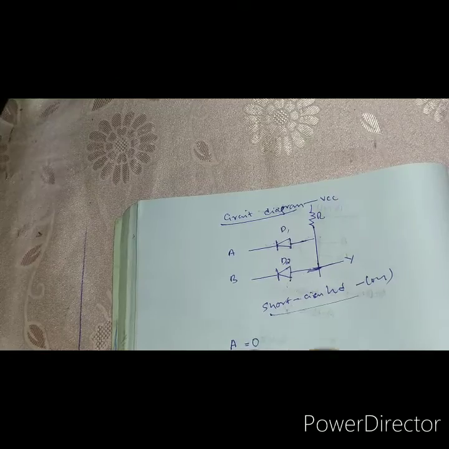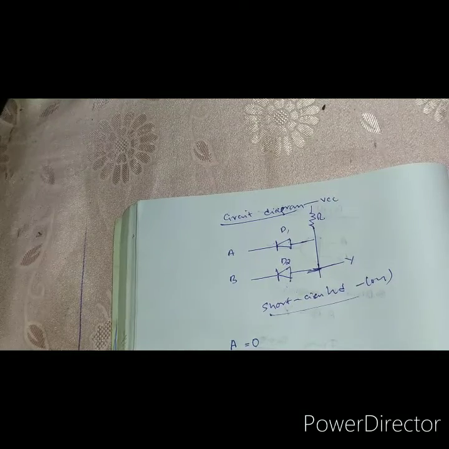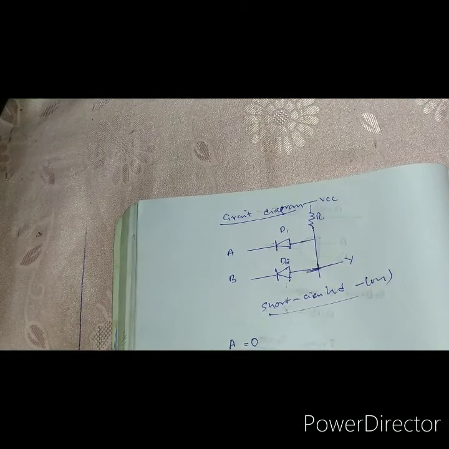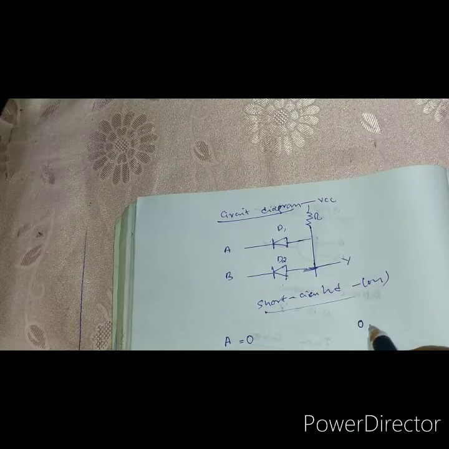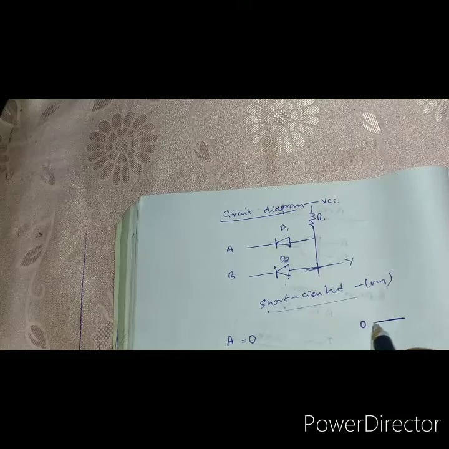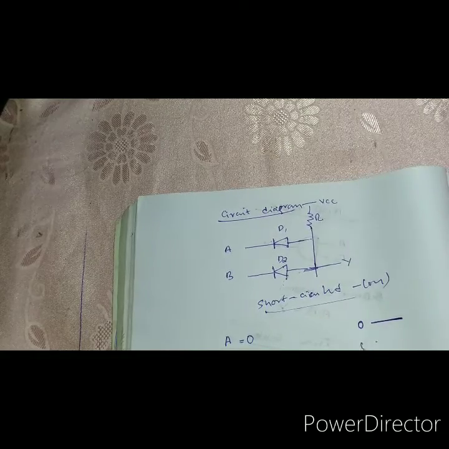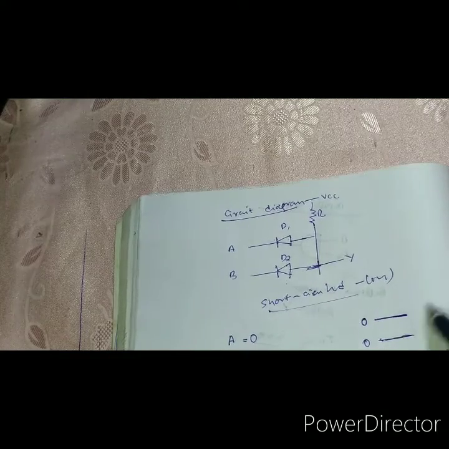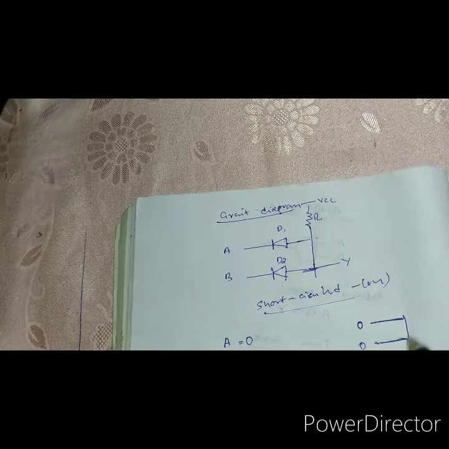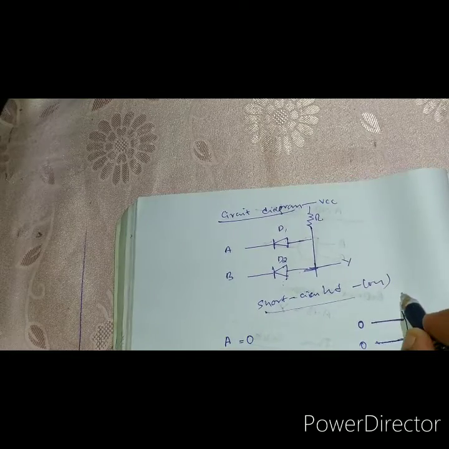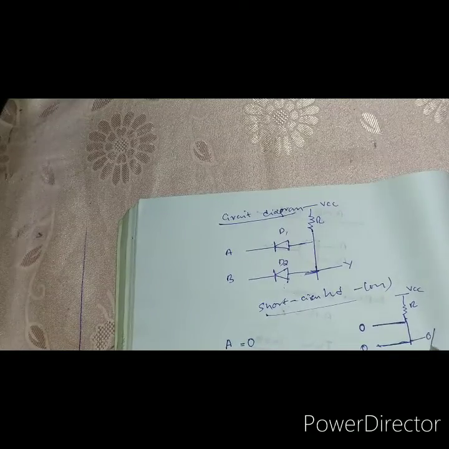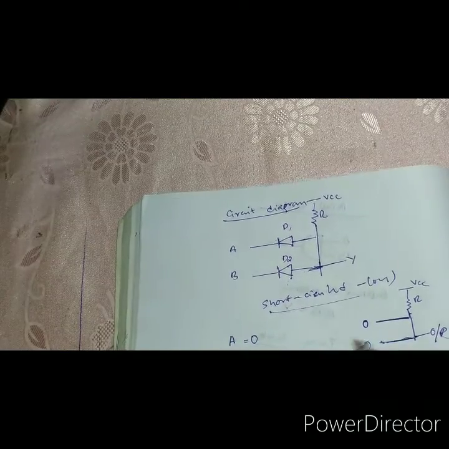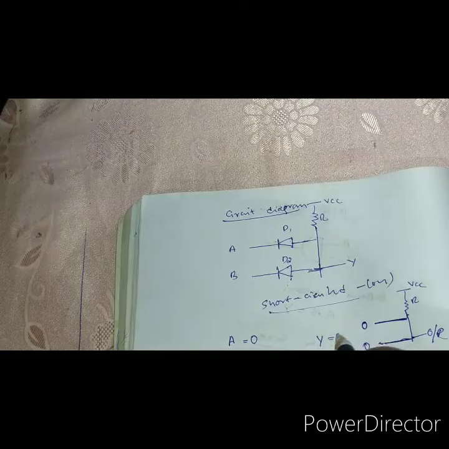Suppose A is 0, B is also 0. If both the inputs are low, so 0, 0. These are connected to the resistor and VCC. The output will be Y is equal to 0.